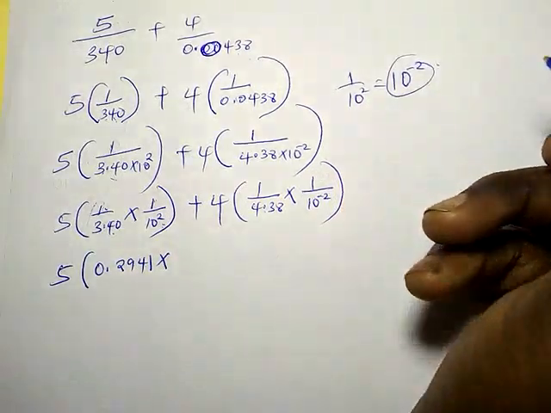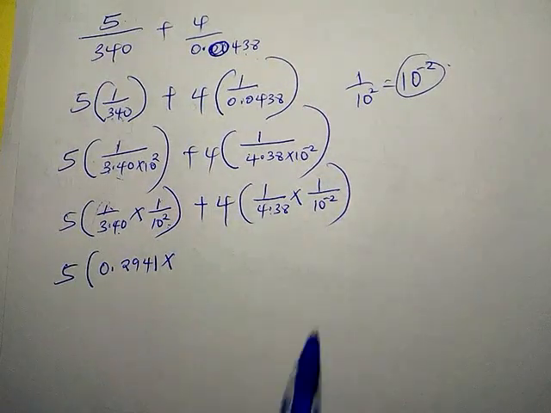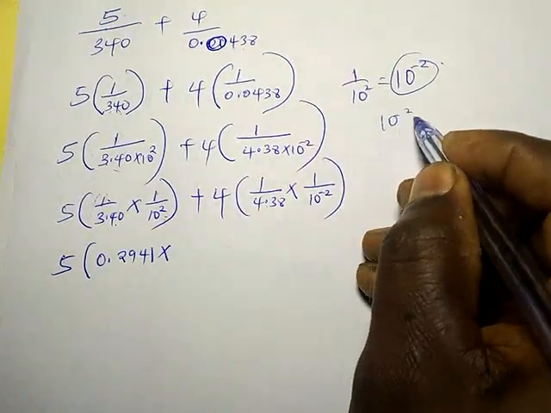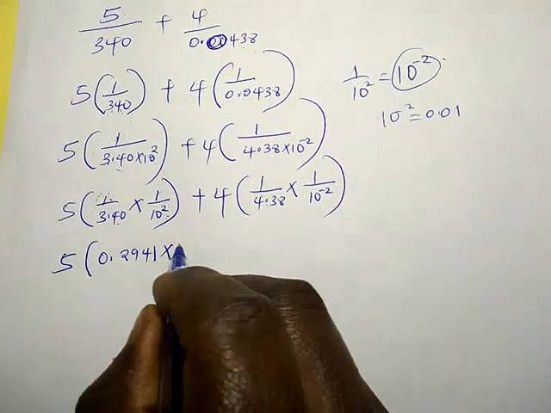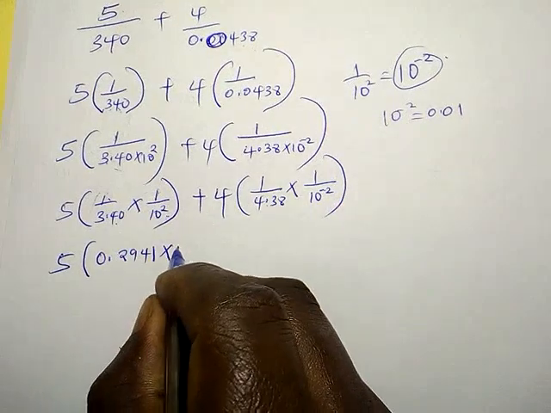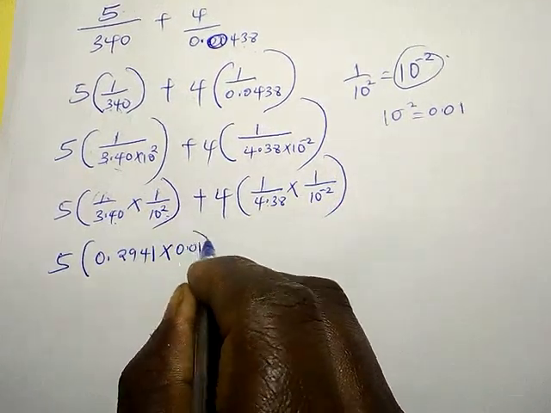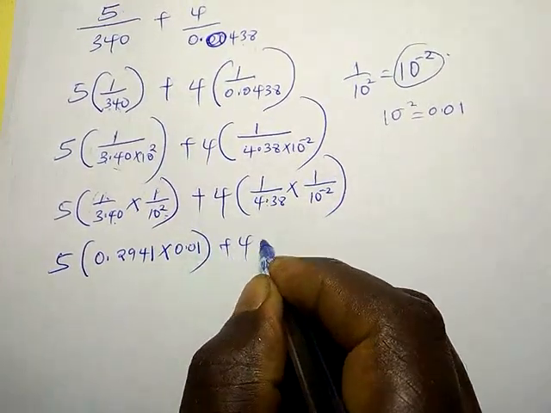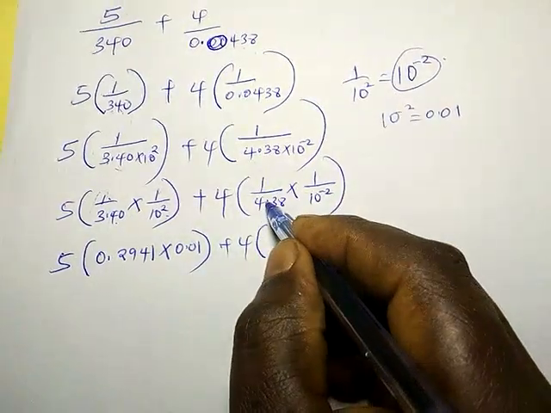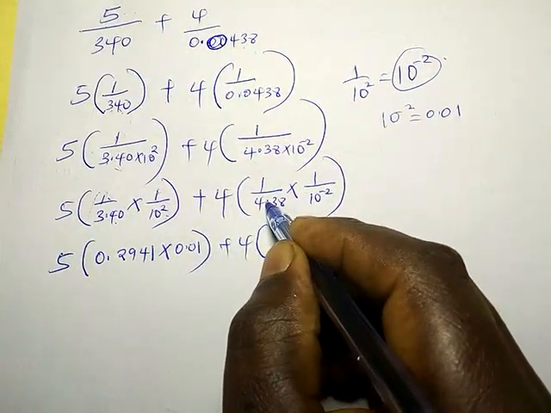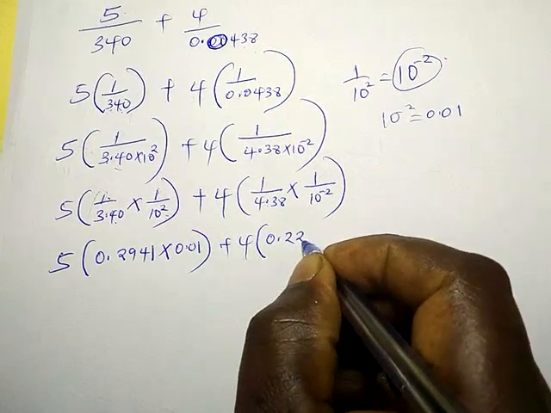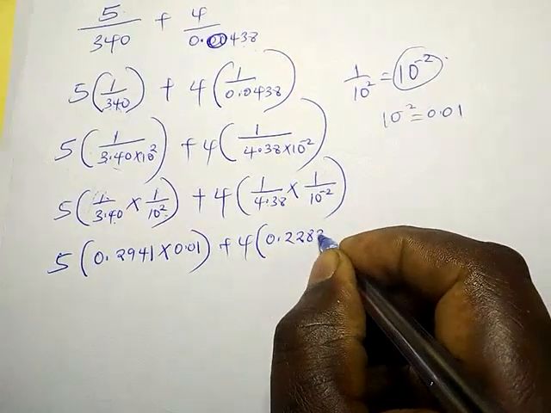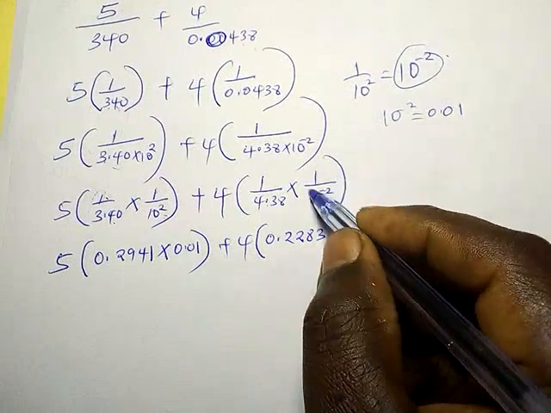That is the reciprocal. You should know that. And the 10 raised to power negative 2 simply means 0.01. It means like that. So the reciprocal of this is 0.01. You cross, plus 4 into the reciprocal of this from the table. You look for that one in the table, you get it is 0.2283, and then times the reciprocal of this.